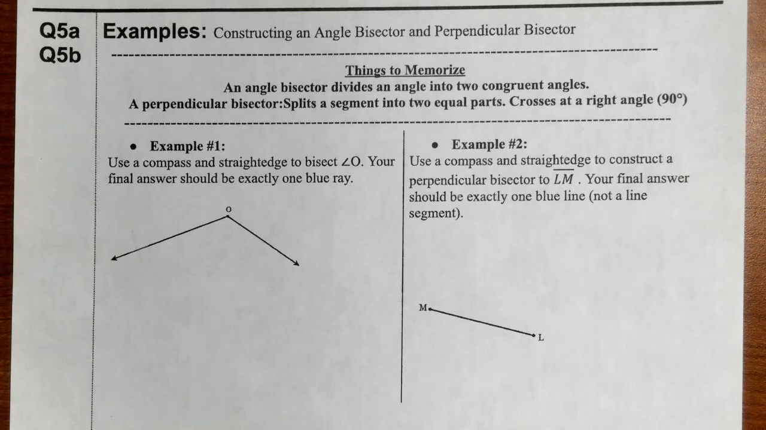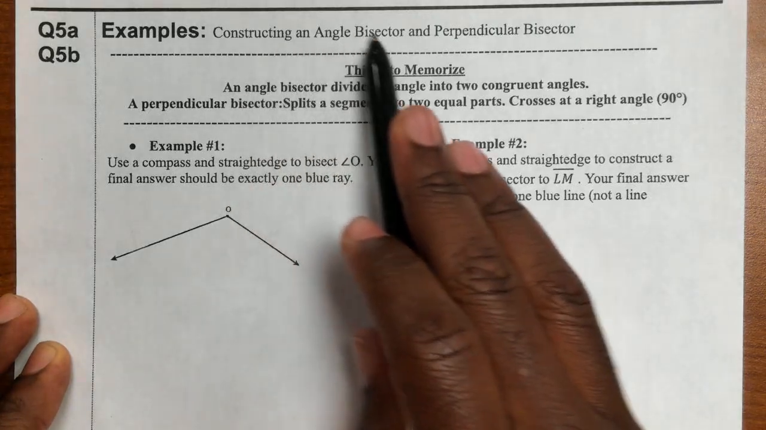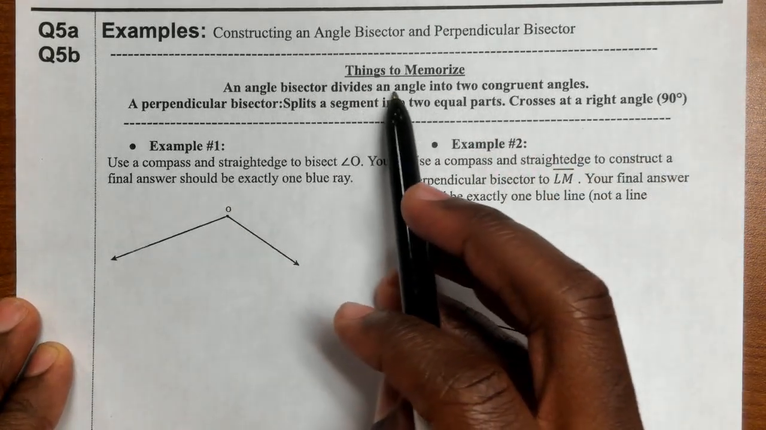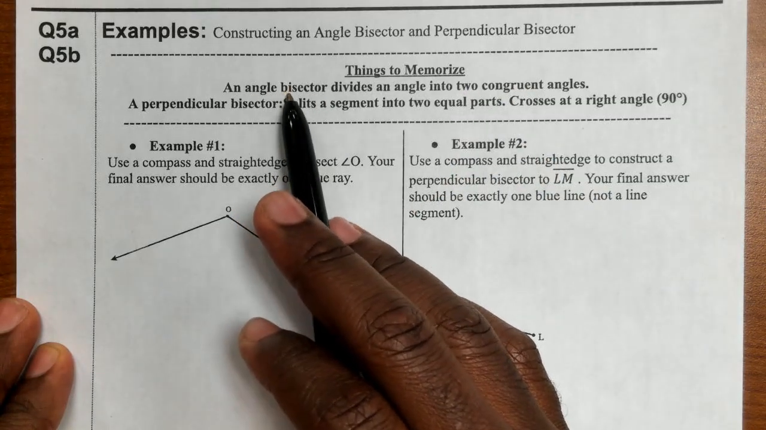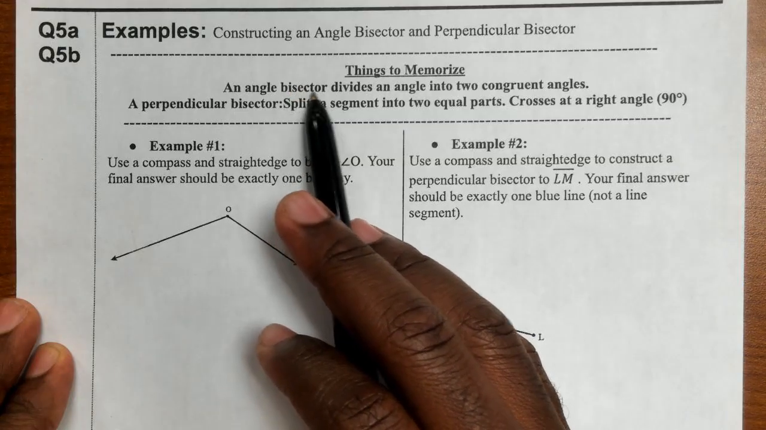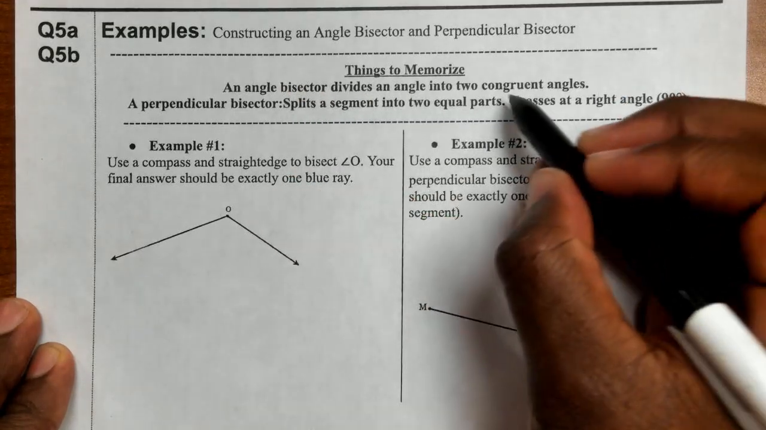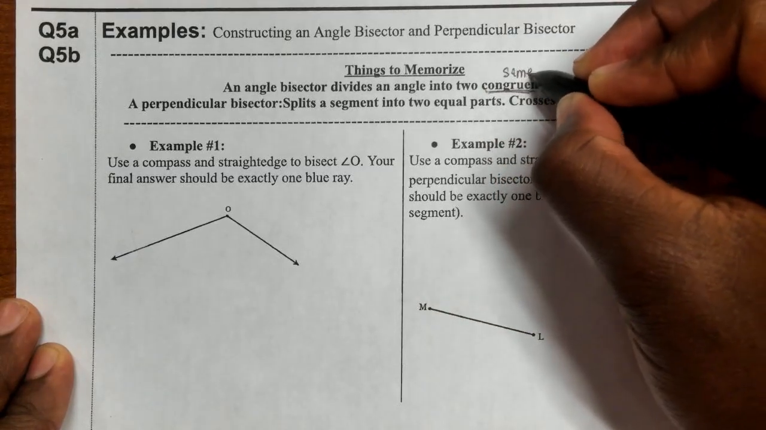Unit 6, Relationships in Triangles, question 5a to 5b. So we're trying to construct an angle bisector and perpendicular bisector. An angle bisector divides an angle into two congruent angles. Again, bisect: bi means two, sector means the cutting. So bisector means to cut or divide an angle into two congruent angles, and the word congruent means same.